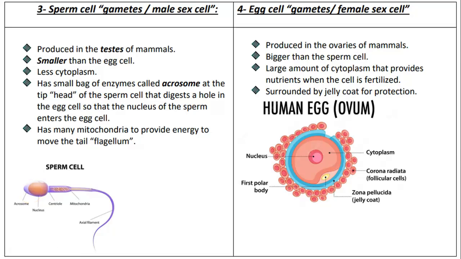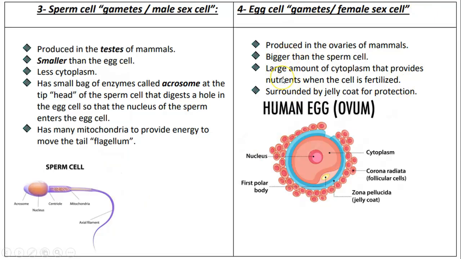Why? Because it contains a specific enzyme that can digest the outer layer of the egg in order to penetrate it for fertilization. Also, they have the flagellum. The flagellum is the tail that helps them swim and reach the egg cell. Also, they have a huge number of mitochondria. In order to be able to swim and make this effort to reach the egg cell, they must have mitochondria. Why? Because mitochondria provide energy.